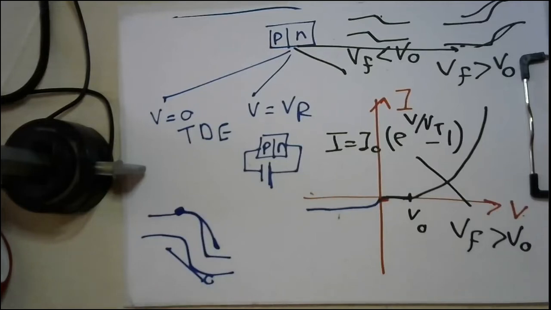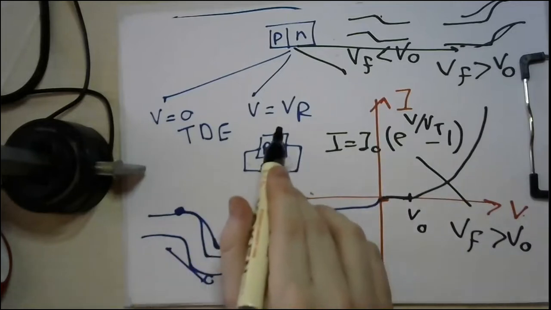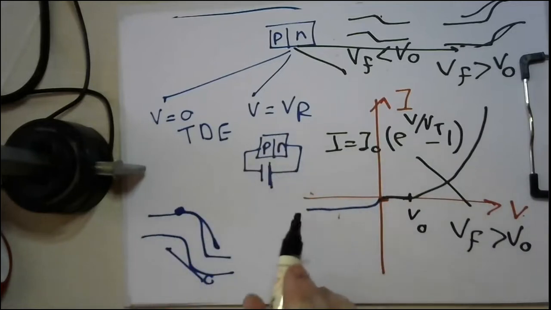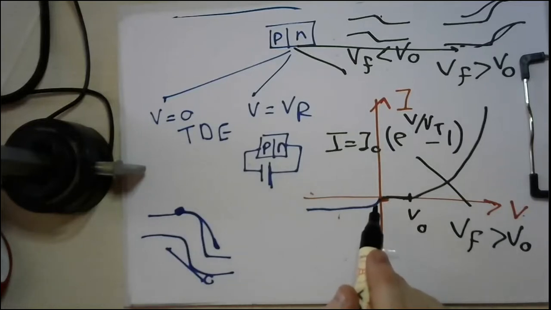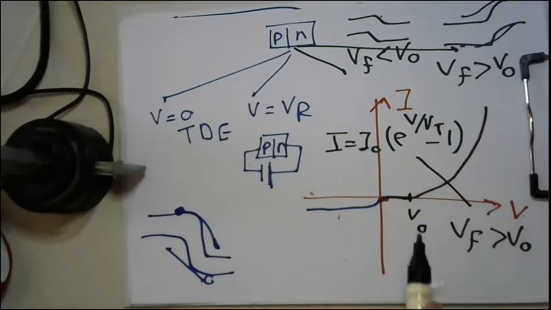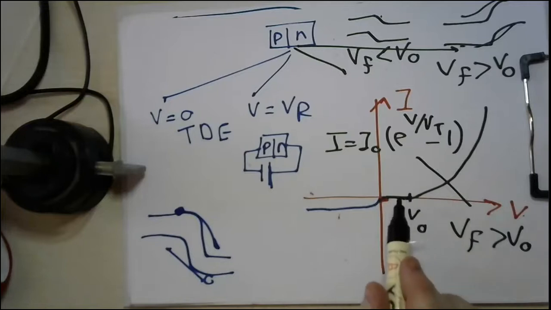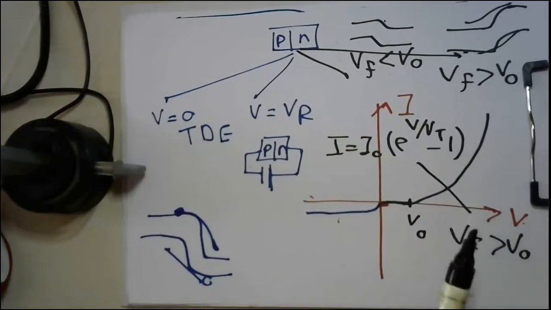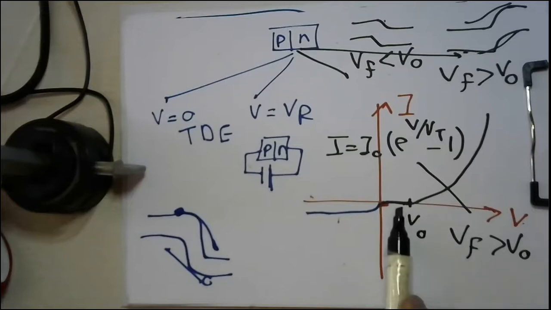So basically, here we have 4 regions of operation. The first is under thermodynamic equilibrium: voltage equals 0, current equals 0. The second is under reverse bias: a very small amount of current. The third is when the voltage is forward but still smaller than V naught, then the current is still very limited. And finally, when the voltage is forward and greater than V naught, the current starts to increase exponentially, as you can see. So these are the main 4 regions of operation for a PN junction diode, and this is the curve demonstrating it.